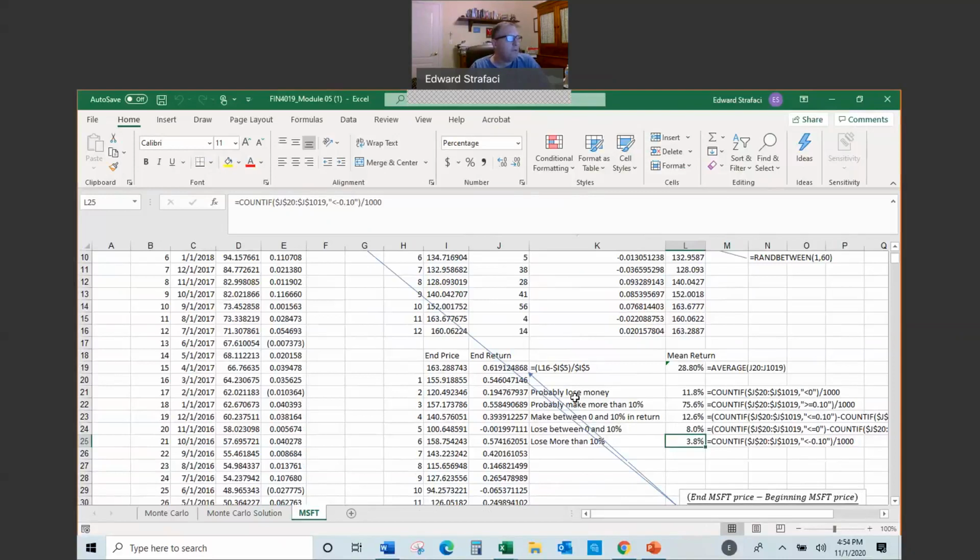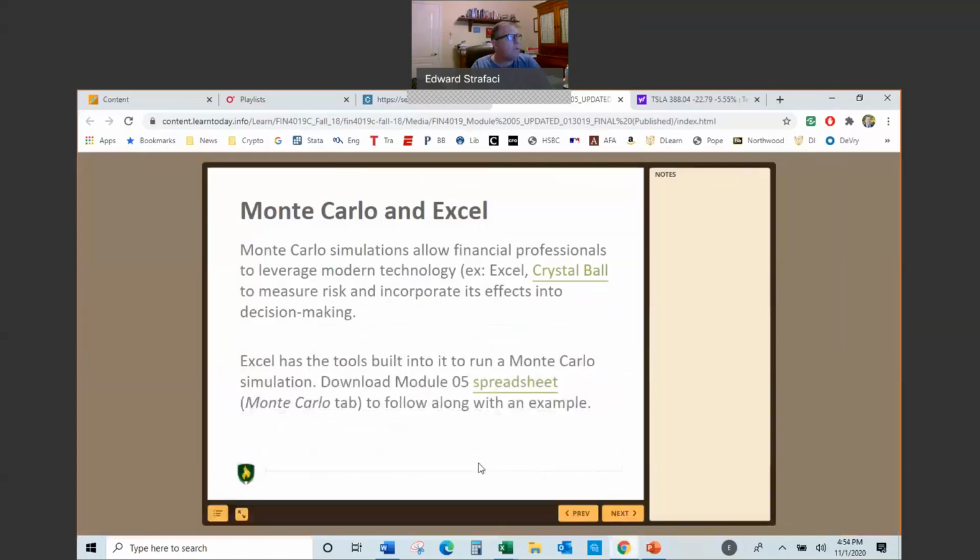So what's the difference between the bubble gum and the stocks? The bubble gum, we provided the probabilities. With the stocks, we use historical values to get the probabilities. That's the main difference.